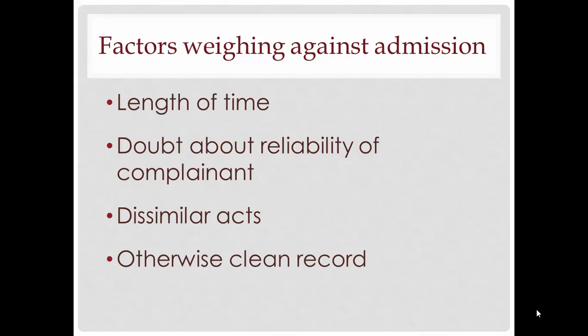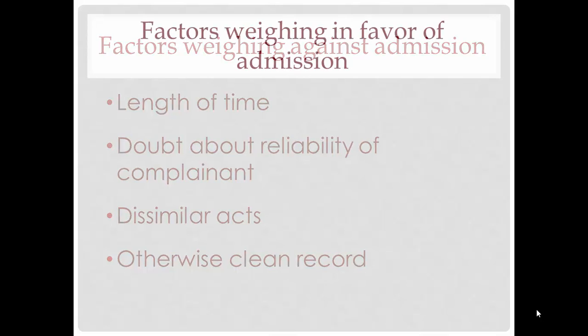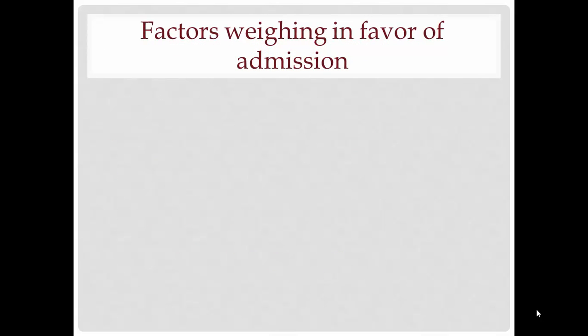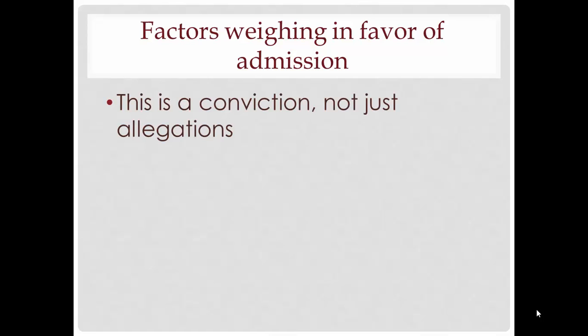Finally, Klaus's record is clean, apart from this 20-year-old plea bargain. By admitting evidence of one crime that occurred long ago, the court might give the jury a mistaken impression of Klaus's overall character. On the other hand, there is at least one factor weighing in favor of admission. That is the fact that Klaus pled guilty to the crime. The prosecutor is not simply resurrecting unsupported allegations. You might be able to think of other factors either supporting or refuting admission.